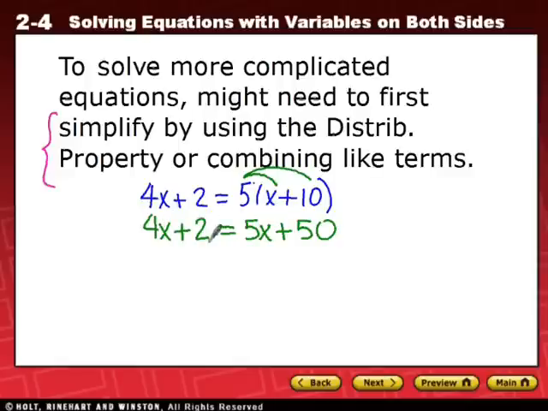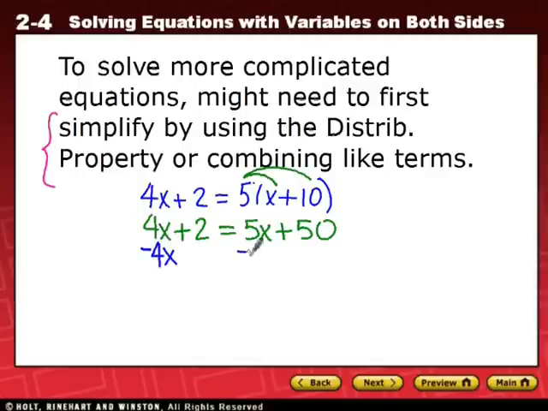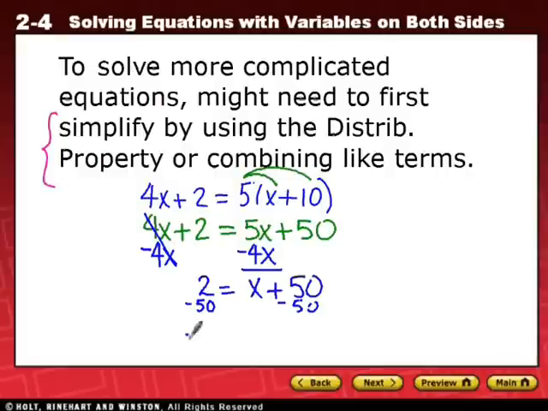And then I want to get all my variables onto one side, and I like to keep them positive. So I'm going to move the 4x this time because that way I will still have positive 1x on the other side. So I'm going to subtract 4x from each side. That makes them disappear off the left side. And I'm left with 2 equals 1x, or just x, plus 50. Now I have a one-step equation, actually. So just go ahead and subtract 50 from each side, and I'm left with negative 48 equals x.